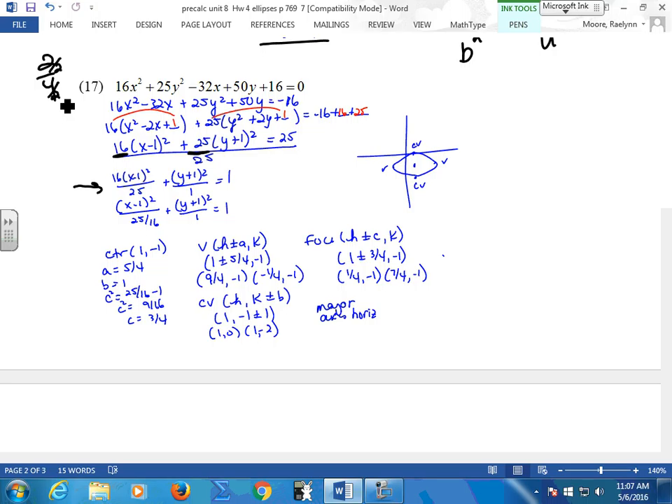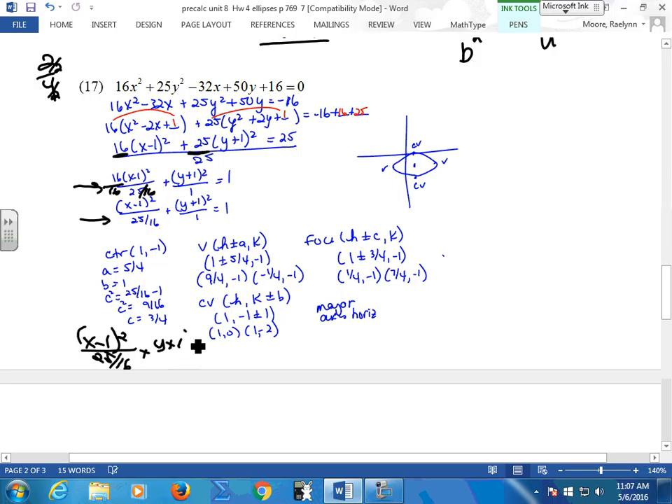So now, I want to get rid of the 16. So let me divide by 16, divide by 16. So I end up with x minus 1 squared over 25 over 16, plus y plus 1 squared over 1. Now, 25 divided by 16 is a little bit more than 1, isn't it? So this is my a squared, this is my b squared. Not a whole lot more than 1, but a little bit more than 1.